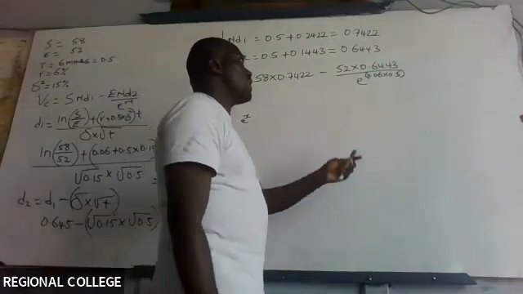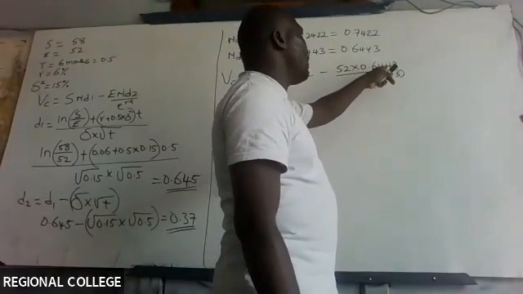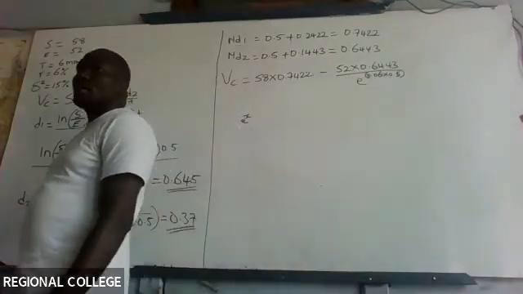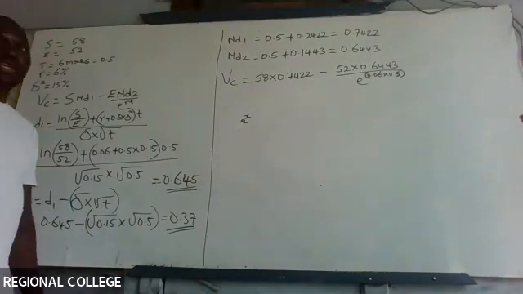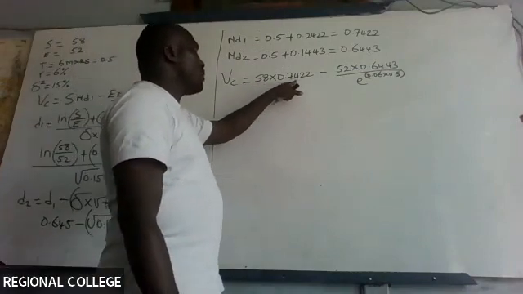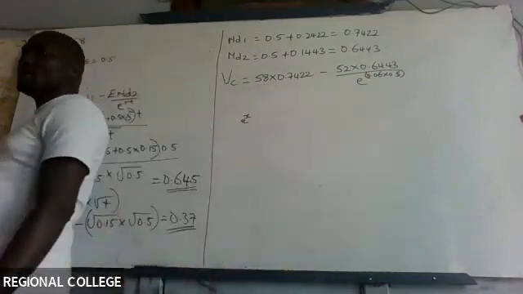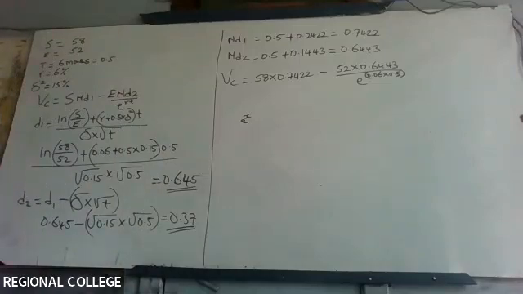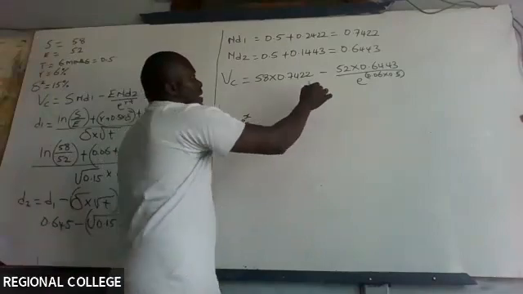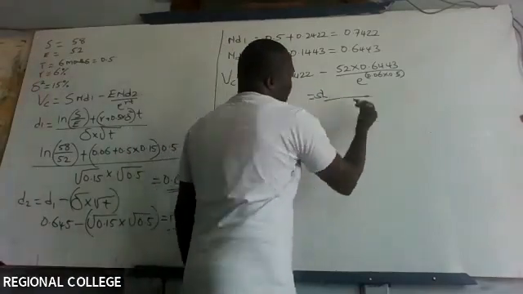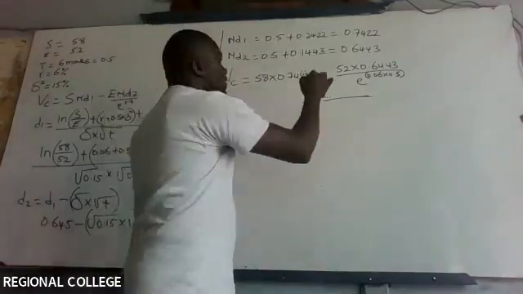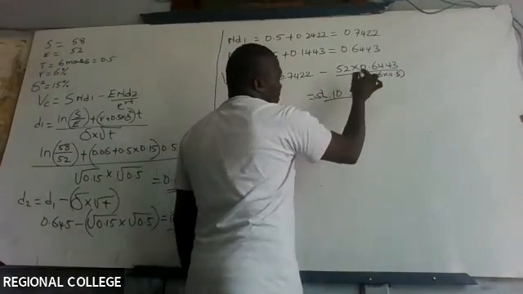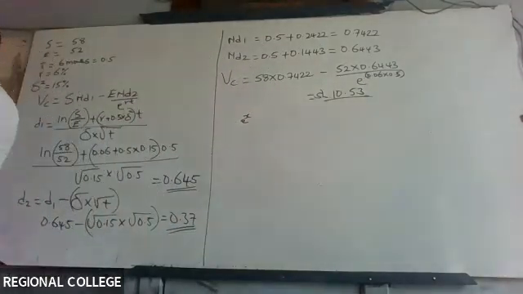Then without rounding anything, 52 times 0.6443 divided by the answer. Then finally, again without rounding anything, 58 times 0.7422 minus the answer, and get it without rounding off errors. How much? 8.53. 10.53.